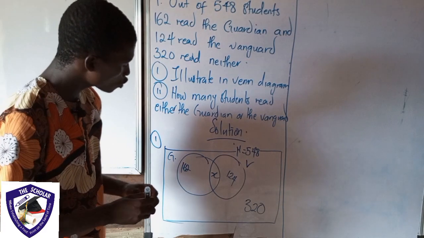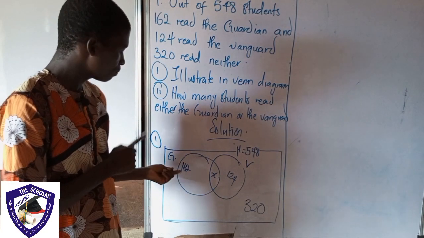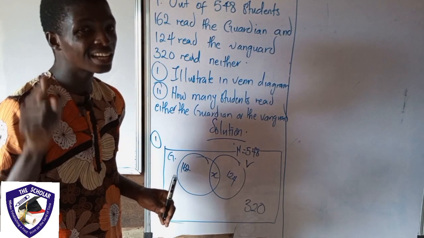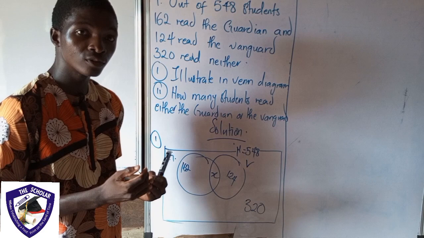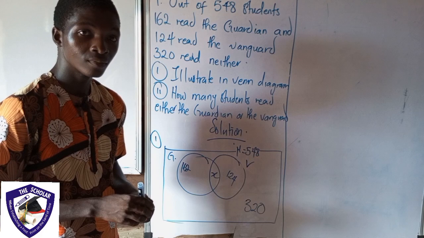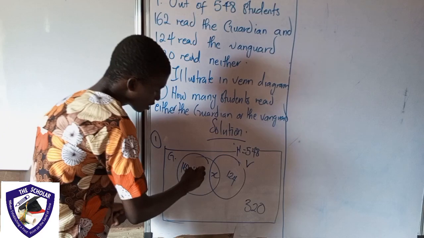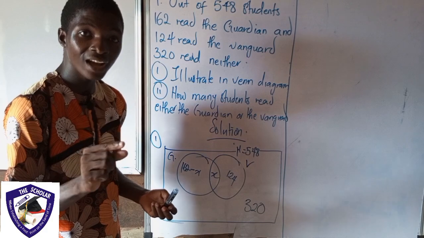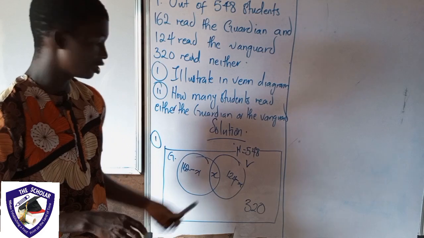And we also have to understand something here. Saying that 162 students read Guardian doesn't mean 162 students read Guardian only, because we are having an intersection. So we have to remove those that read Guardian only, by subtracting this X from 162, and likewise for Vanguard, you find those that read the Vanguard only by subtracting X. Now with that, we are going to go into solving this question.